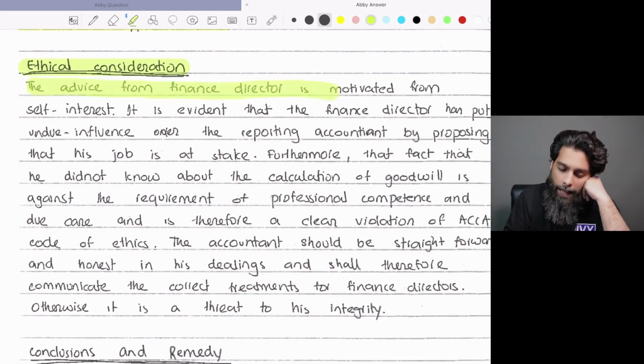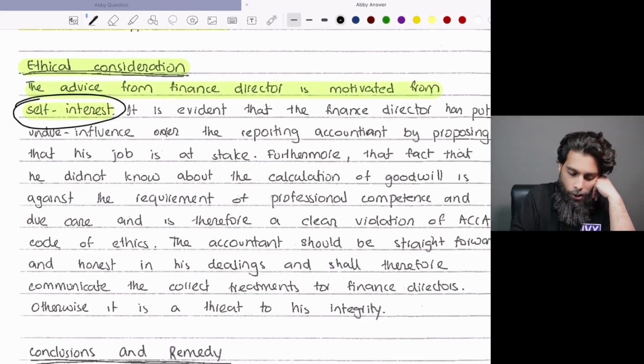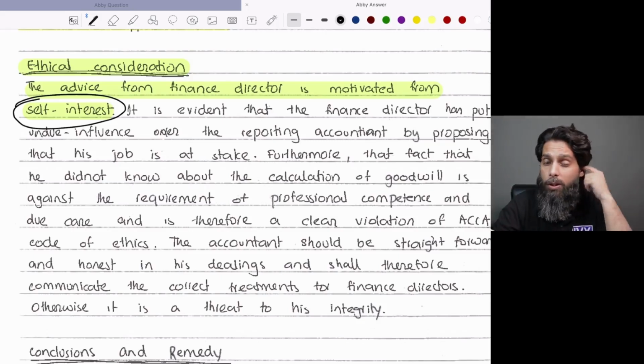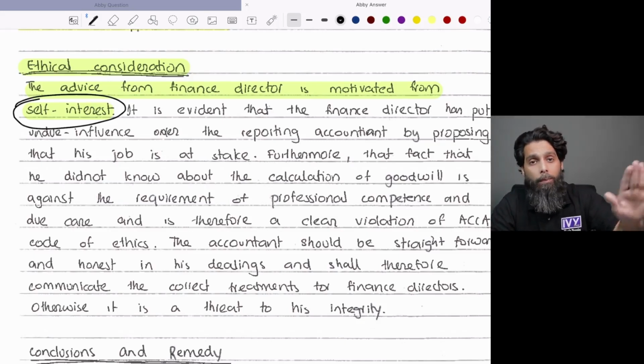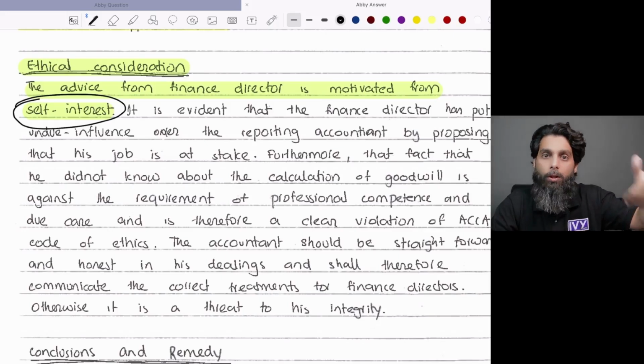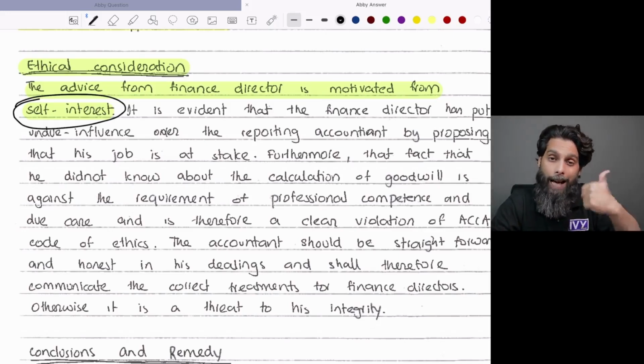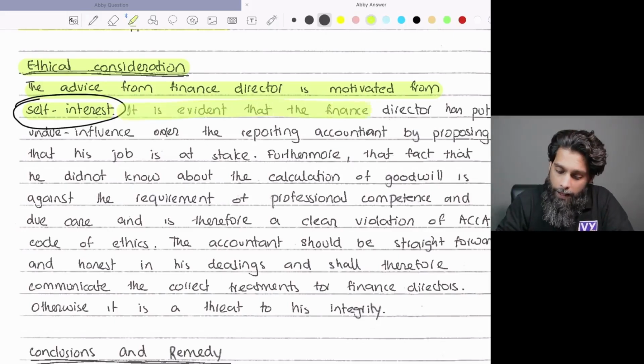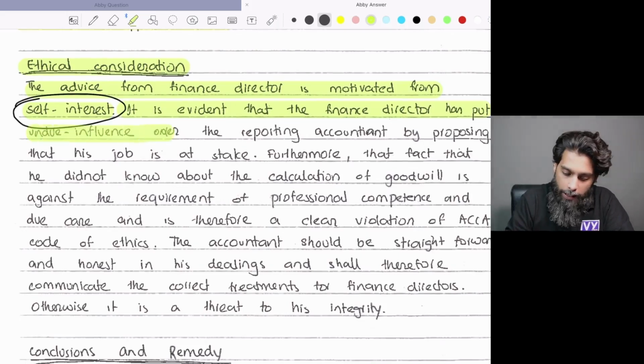The advice from the finance director is motivated by self-interest because he wants the profits to be higher. He wants the company's position to be as good as possible. He also wants his personal interests, like the market reputation of R White, his wife's company and his company, to be favorable as well. That's not something good. It is evident that the finance director has put undue influence over the reporting accountant by proposing that his job is at stake.